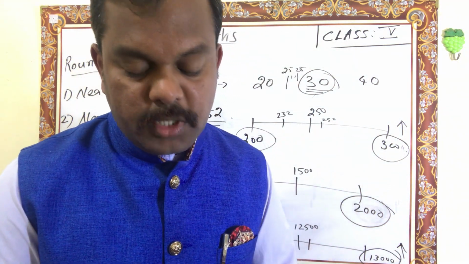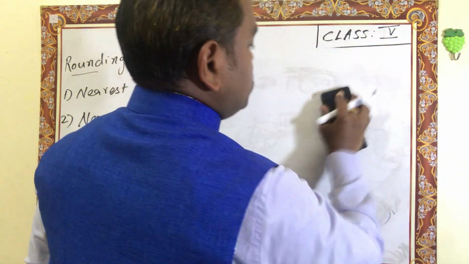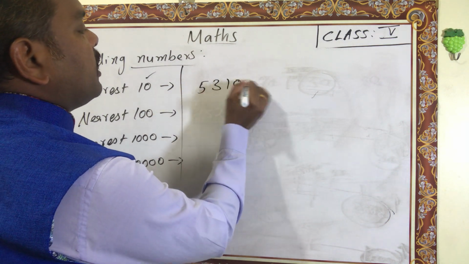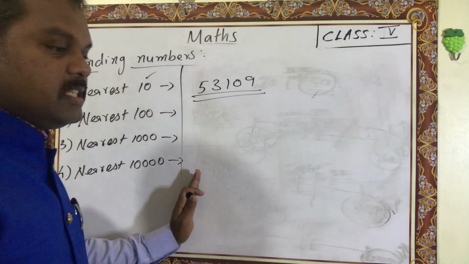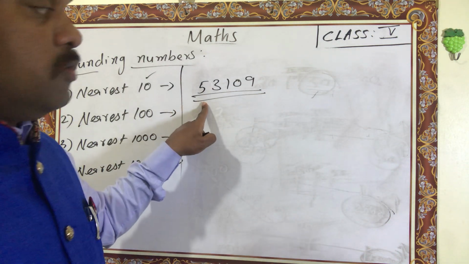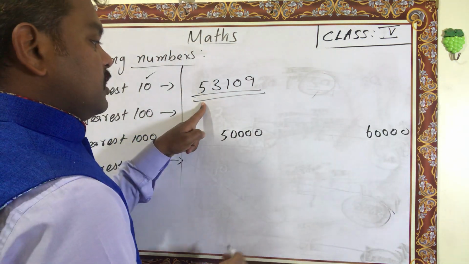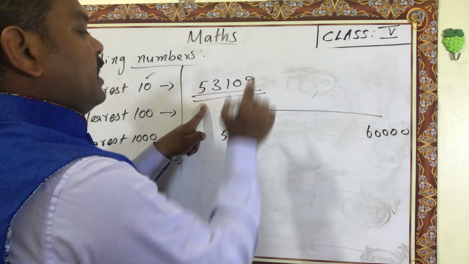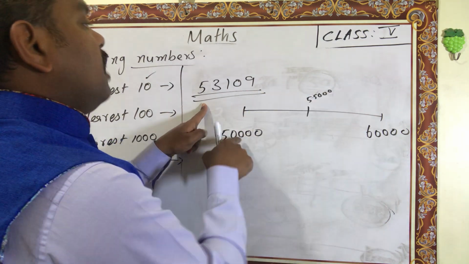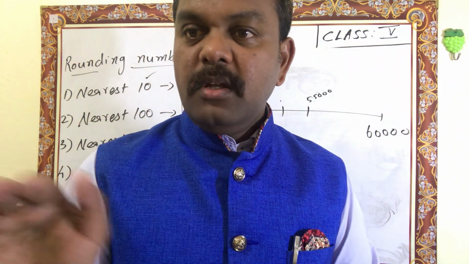So next one, round the numbers to the nearest 10,000. Answer will be the multiple of 10,000. 53,109 is our question. 10,000 means multiple of 10,000: 10,000, 20,000, 30,000, 40,000, 50,000, 60,000, like that the answer will come. In between 50,000 and 60,000, 55,000 will come. Our question is 53,000, so it will be here. What will be the answer? 50,000 will be the answer. So like that you can complete the remaining exercises.